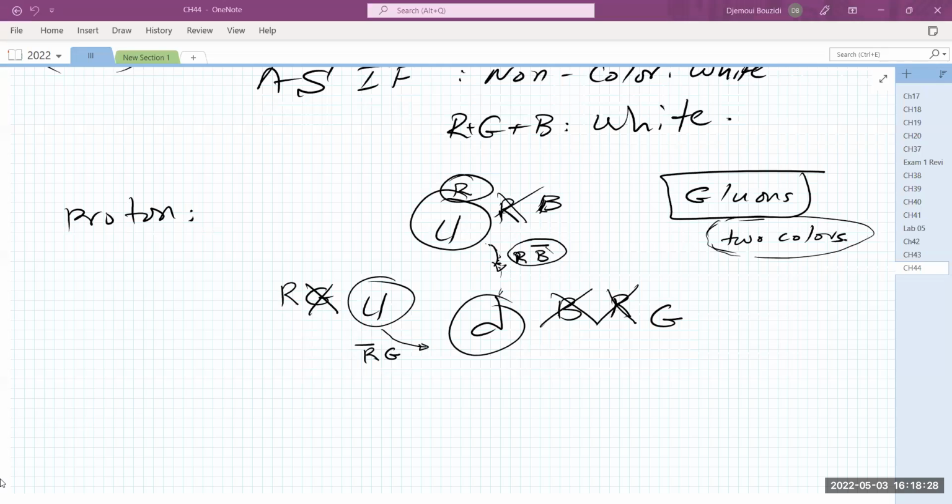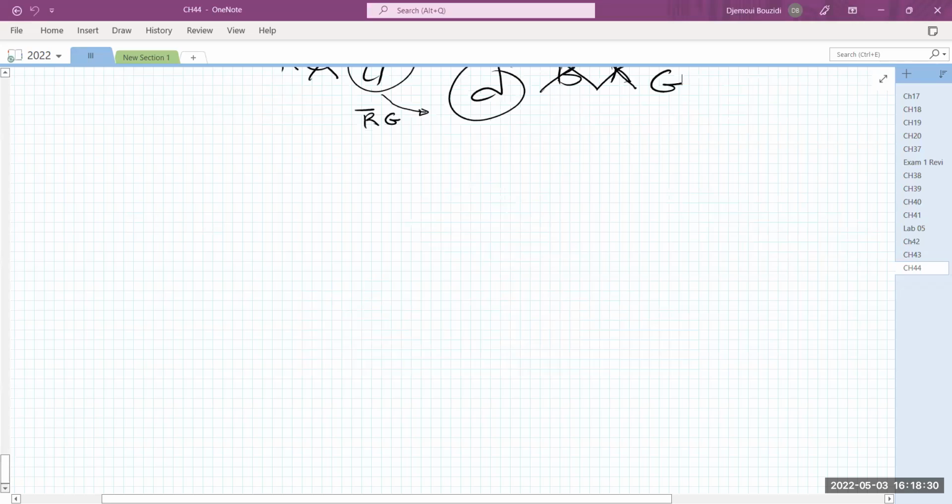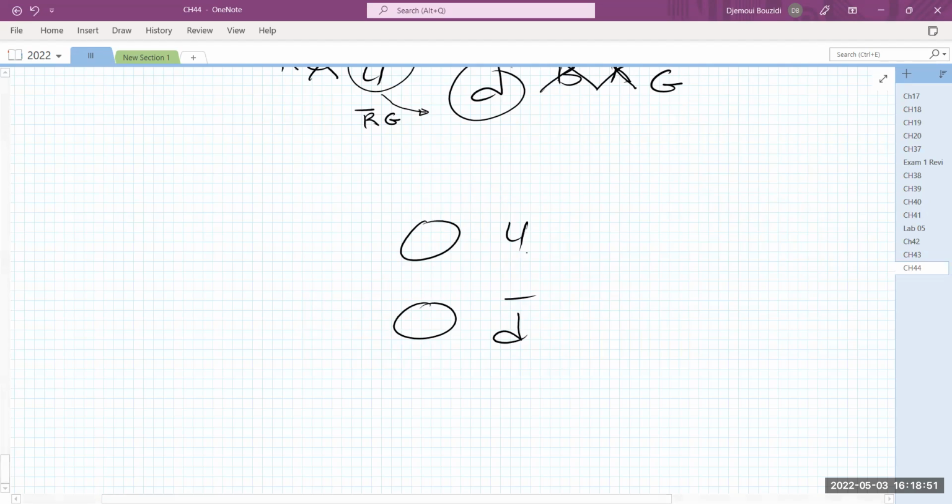Okay, so it's a quark and anti-quark, and they have to have the same color. I mean, the opposite colors, exactly the opposite color. So for the case of the meson, for example, U D-bar, you have these two. I just took that, so that would be the pion plus. So this is the pion plus. Okay, so this is a U D-bar.